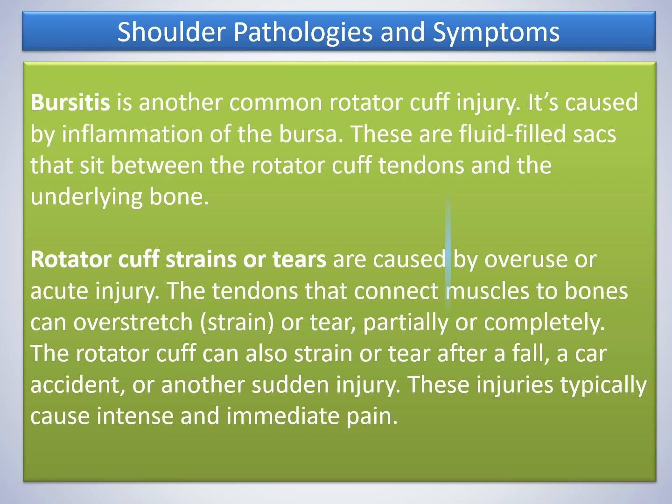Additionally, another condition would be rotator cuff strains and tears, caused by overuse or acute injury of the shoulder. The tendons that connect the muscles to the bone can be overstretched or strained, and they can tear, partially or completely, depending on the situation. The rotator cuff can also develop scarring, sometimes due to accidents or another sudden injury that can happen with intensity of movement in the shoulder area.